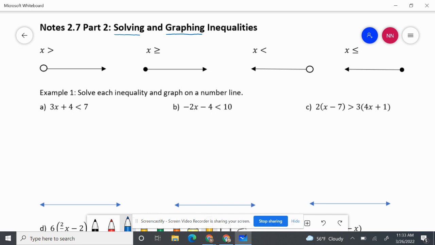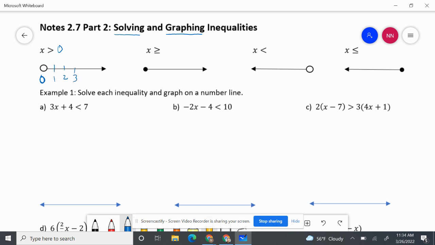What we have is x is greater than, in this case, let's just say it's greater than 0. Then that means that we would have 0 with an open circle. Open circle means that it is greater than 0. It does not include 0. So all the numbers greater than 0 would be 1 and 2 and 3.